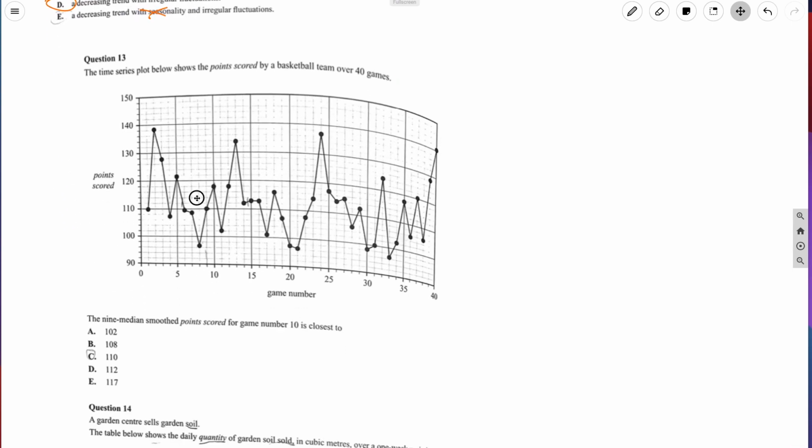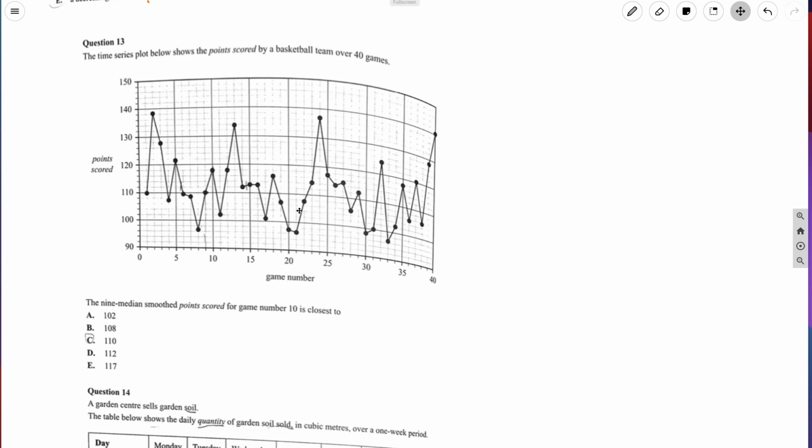Then a time series plot shows the points scored by a basketball team over 40 games. The 9 median smoothed points. I saw something on Reddit about this. They did a 9 median one, which is a bit strange, but they're just trying to mess with people. 9 median for game number 10. So we go to game number 10. We want to take this point. Then we want to take 4 points either side of it to fill in 9.